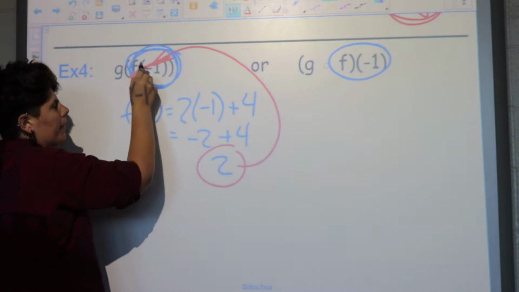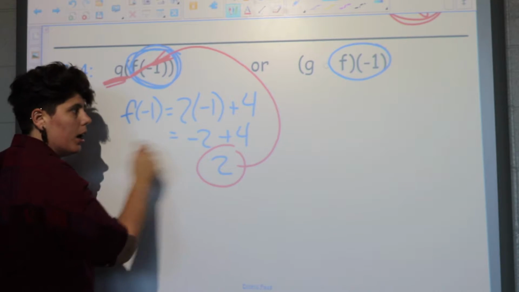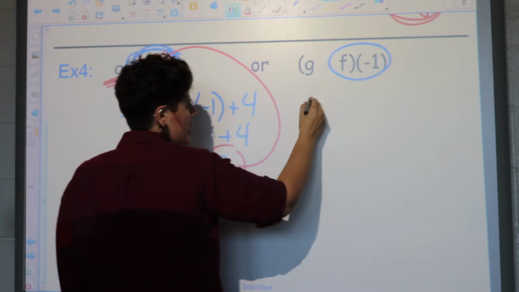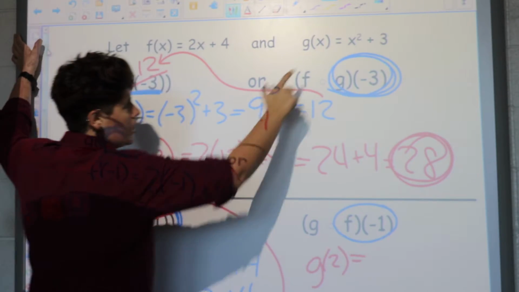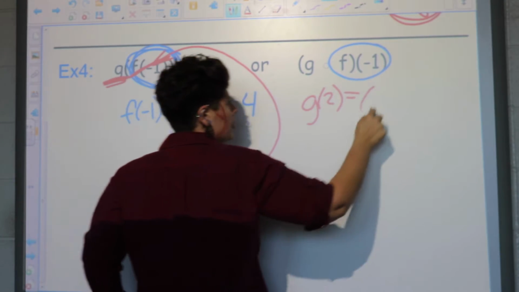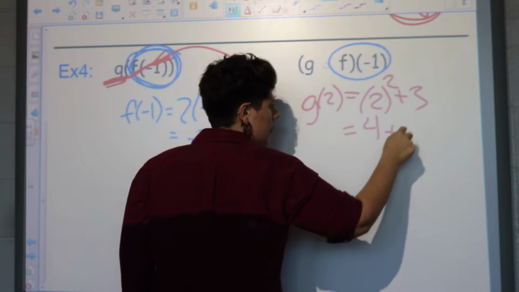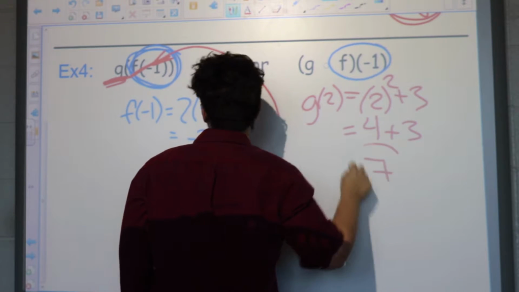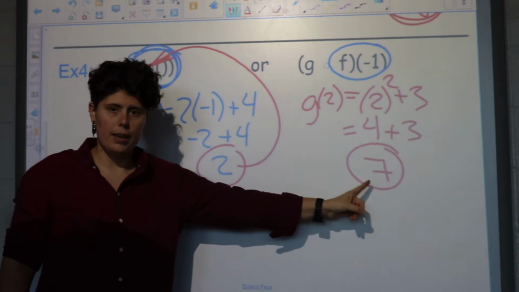I know that f of negative 1 equals 2. So now I'm really looking for g of 2. So I can go ahead and say g of 2 equals, well, my g function, in case you've forgotten, is x squared plus 3. So I'm going to have 2 squared plus 3, which gives me 4 plus 3. So I know that g of f of negative 1 equals 7.